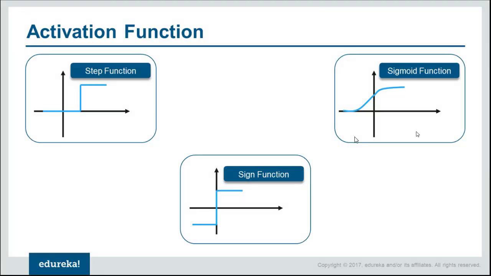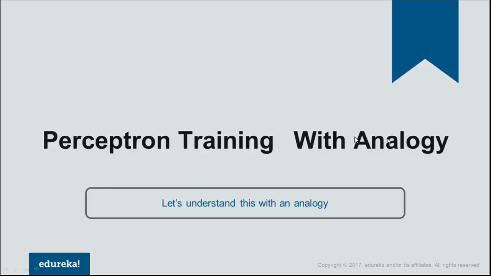Okay, so let's go to the next slide. Let's see our perceptron training. We said that there are two modes: one is training mode and another is use mode. So one question might be, how do we train the models? How are we training the weights of my model? Let's understand with an analogy.